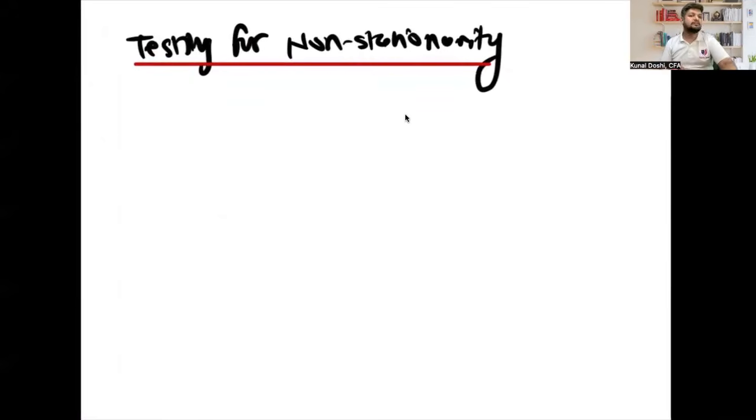Here, there are two ways of performing the test. One is we are going to run the AR model test, or simply we are going to run an AR model.